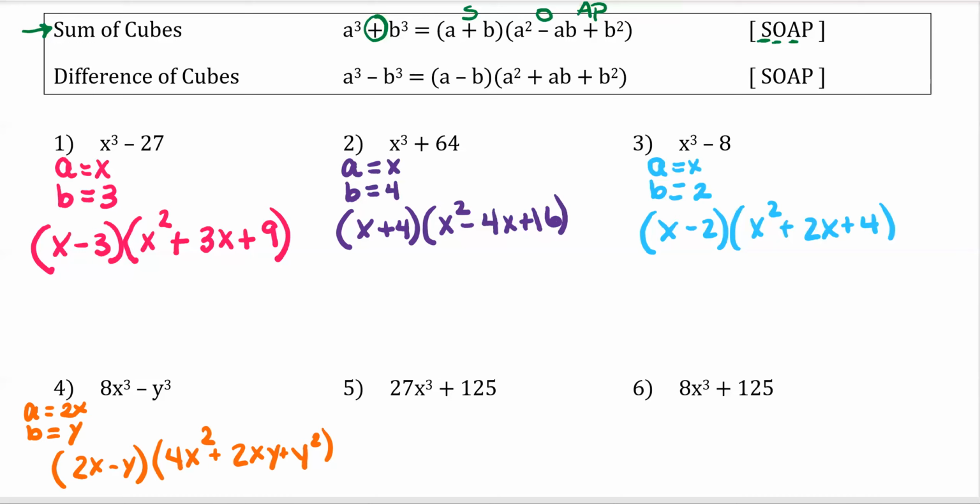Number 5, a is equal to 3x. B is equal to 5. 5 times 5 times 5 is 125. Our first factor is 3x plus 5. Our second factor is 3x times 3x, 9x squared. 3x times 5, 15x. 5 times 5, 25. Same, opposite, always positive.